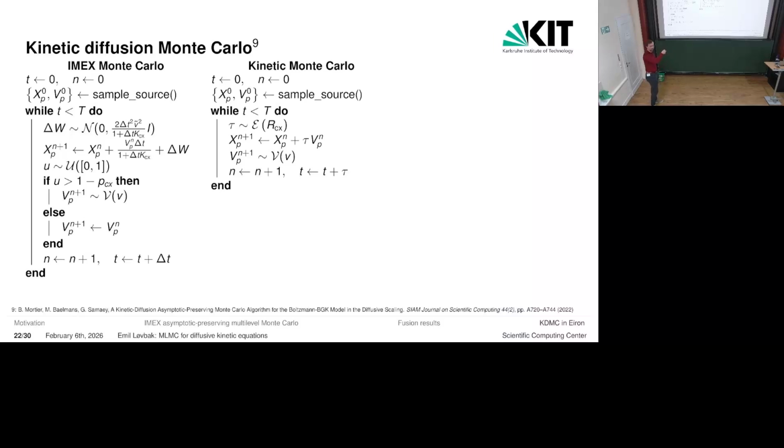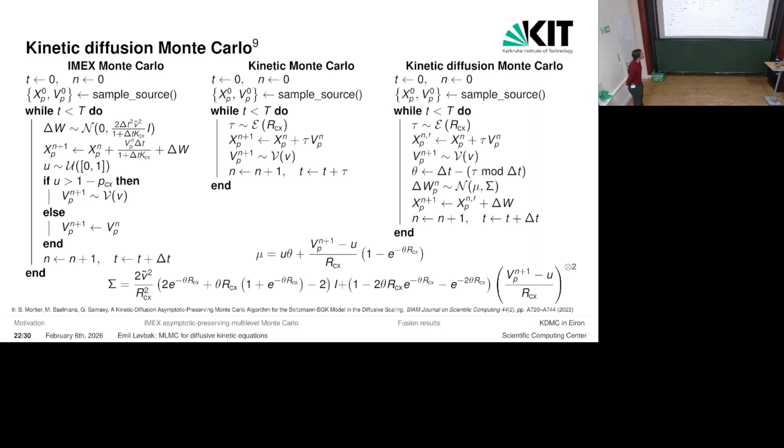You just always have a collision after your tau. So this tau is sampled at each time step, and changes. This is sort of the standard direct simulation Monte Carlo that you would imagine. And there is a variant to this scheme, which is here on the right-hand side, which basically is based on this.